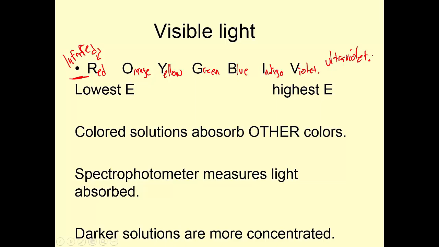Colored solutions absorb other colors. They reflect the color you see. That's how you see it. Spectrophotometers measure the light that's absorbed. That's what the lab that we did was like. So we had to pick the right wavelength. Darker solutions are more concentrated.